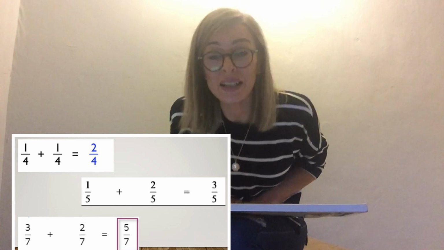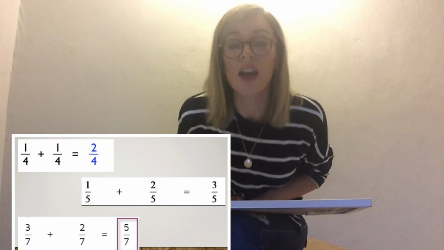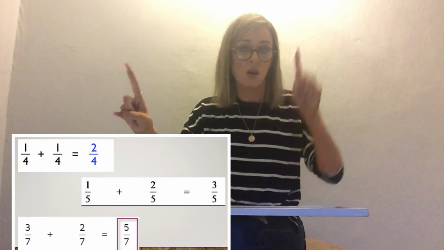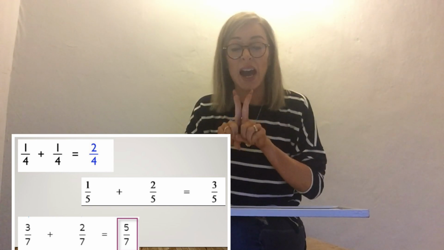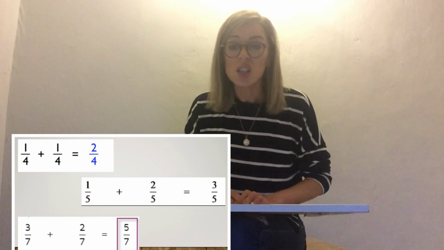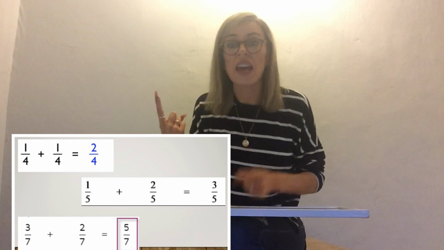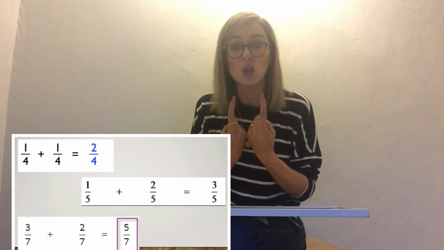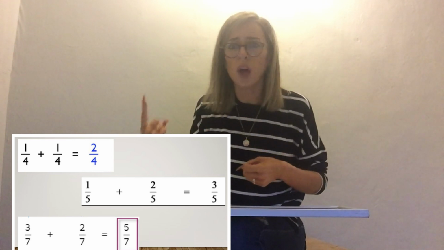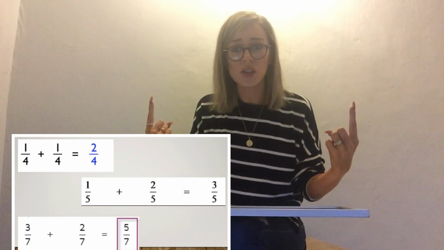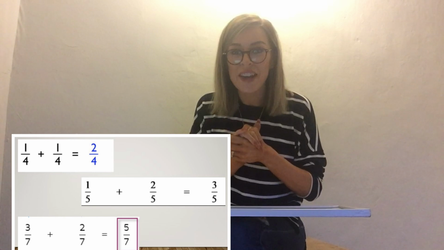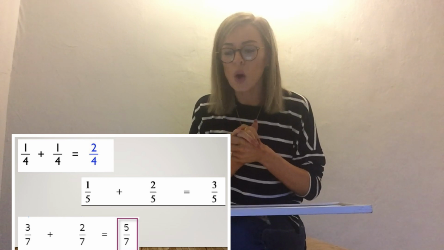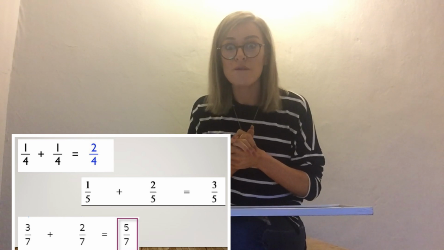So it doesn't matter what the things are. If you have one of them and one of them and you add them together, there's going to be 2 of them. So if 1 TV add 1 TV is 2 TVs, what is 1/4 add 1/4? Well, it's going to be 2 quarters. So let's try the next question. The next question is 1/5 add 2 fifths.